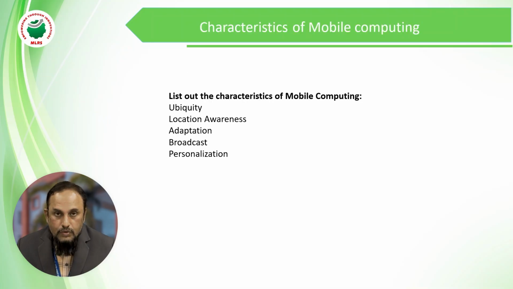Now we can go to the characteristics of mobile computing. The first characteristic is location awareness. After location flexibility, mobile devices are easy to adapt. Simply, we can carry them from anywhere. You can take your smartphone from anywhere.